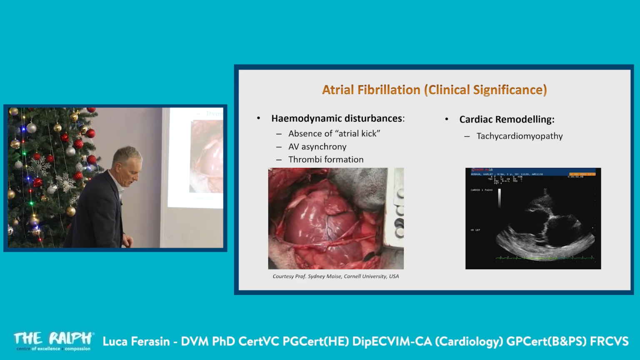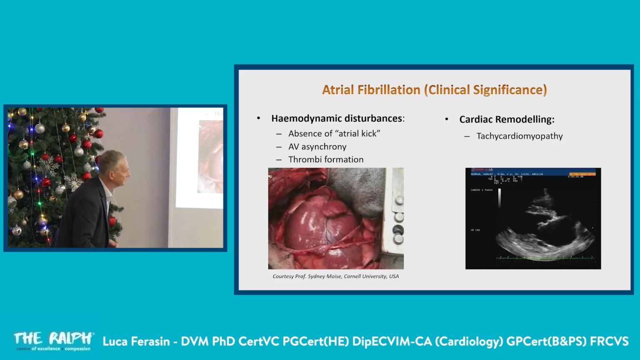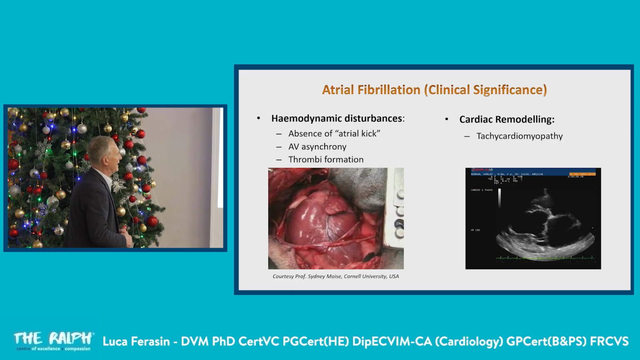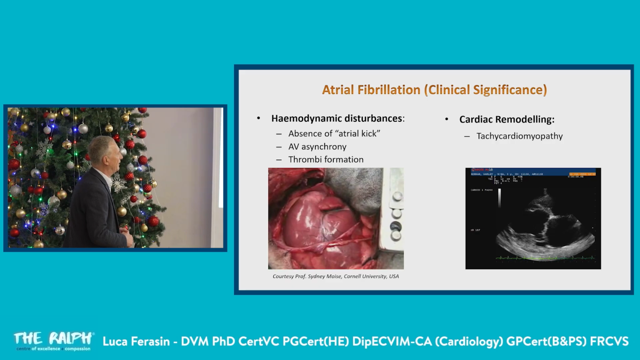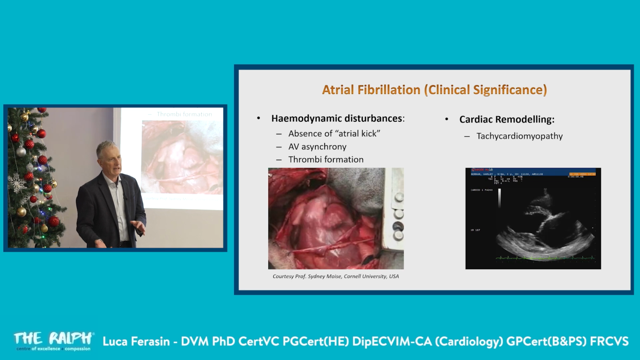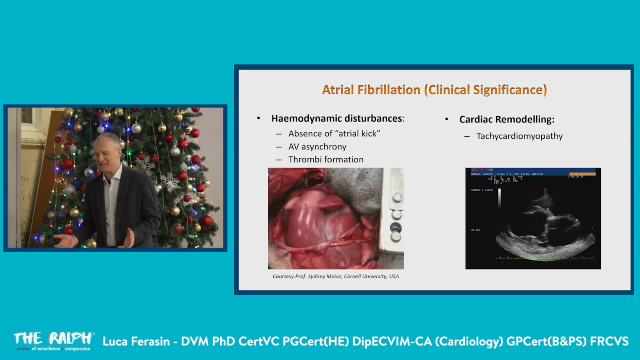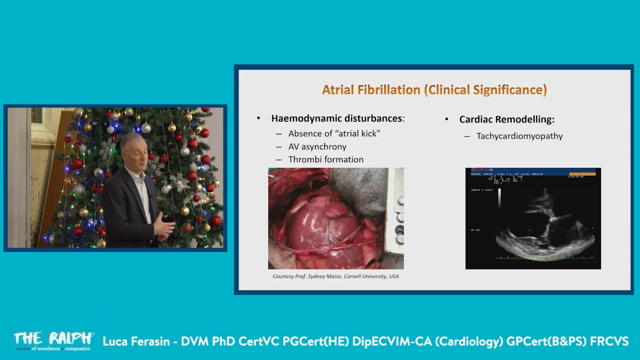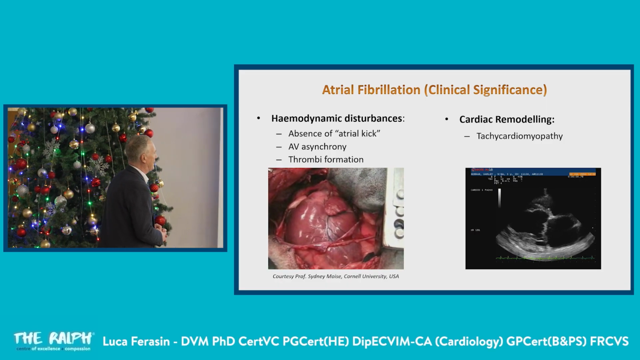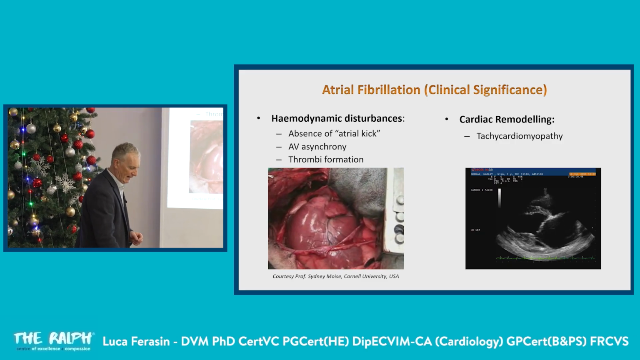But don't forget also the cardiac remodeling, right? This is a dog that is having an atrial fibrillation, and you see how dilated the chambers are. Now, you can say, well, is it the chicken or the egg? Are they in atrial fibrillation because the heart is dilated or vice versa? But because we follow them over time, we know that in this case it was the tachycardia that caused the ventricular dilation.